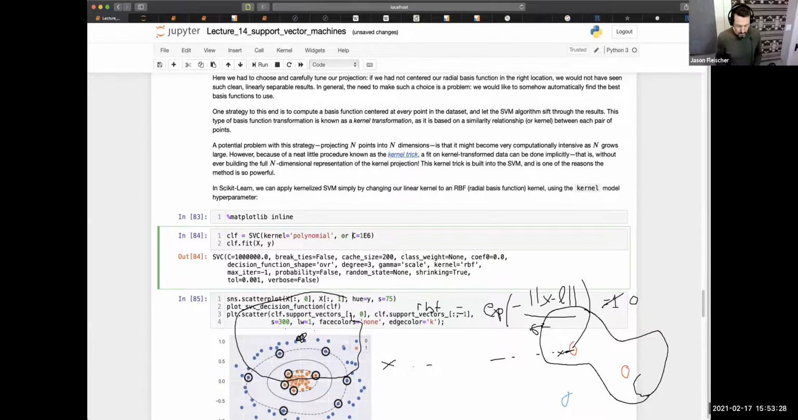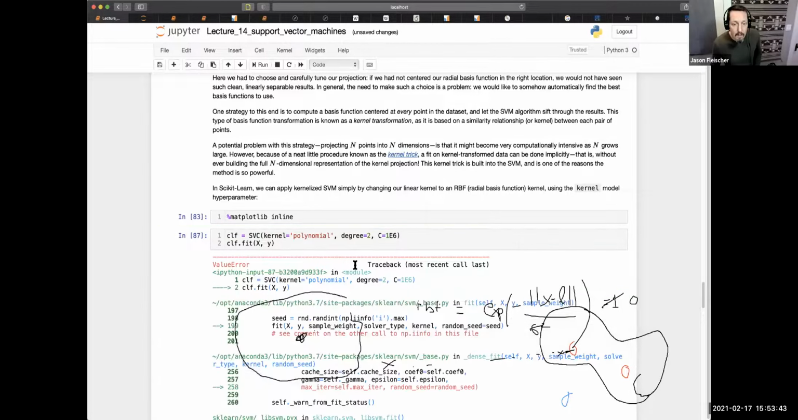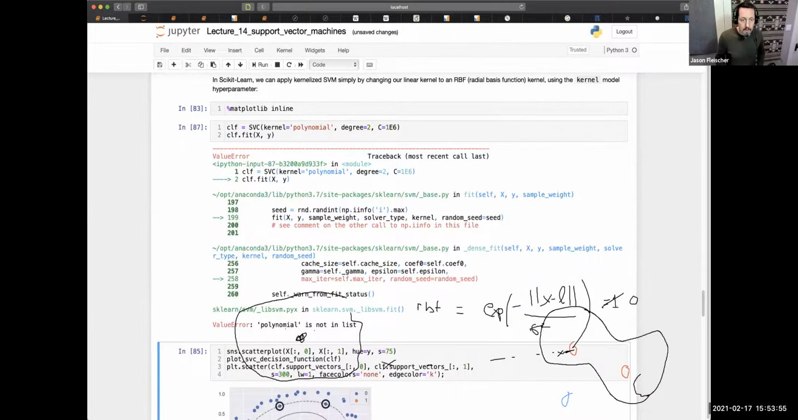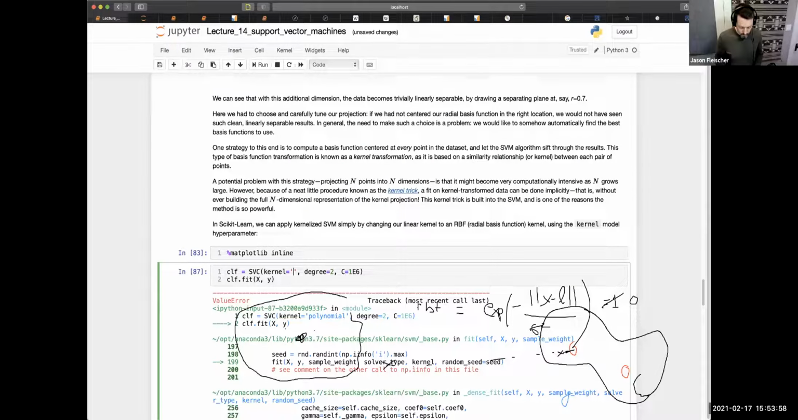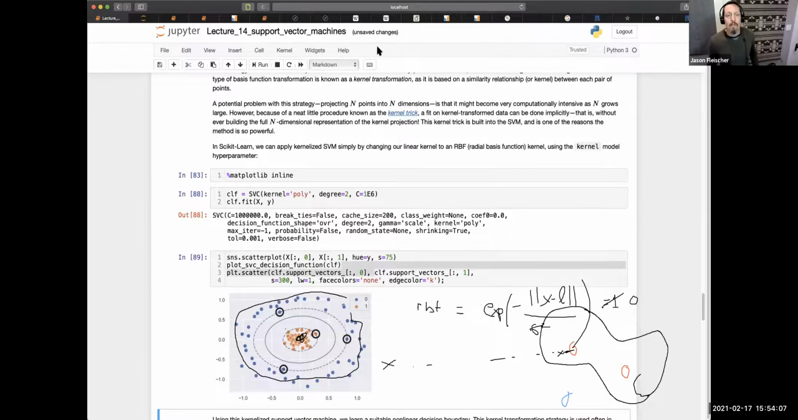Is it order? What's the, oh wait, degree, sorry. Well, I should spell degree right. What did I do wrong? Polynomial. Is it just poly? There we go. Okay, so let me clear my drawings.